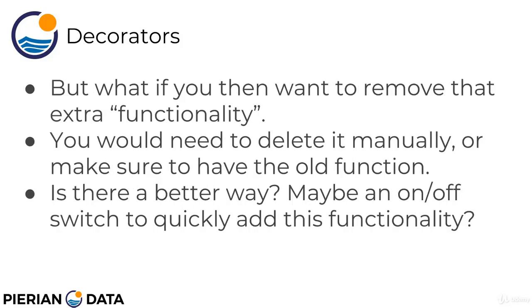But what if you actually then wanted to remove that extra functionality at a later date? What we would have to do is delete that function or make sure you don't call it. So deleting it manually, making sure you don't have the old function, there's got to be a better way. So what would be nice is if you had an on-off switch where you could quickly add that new code or add that new functionality and then turn it back off again.